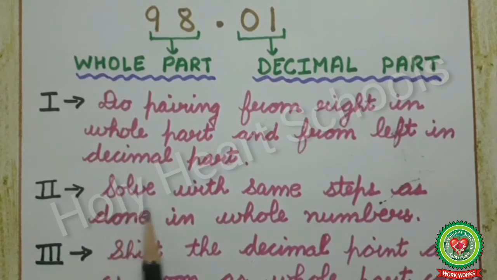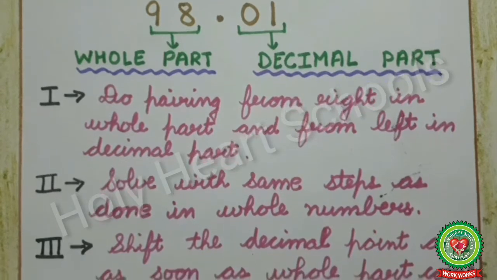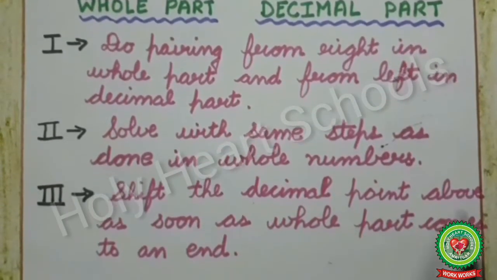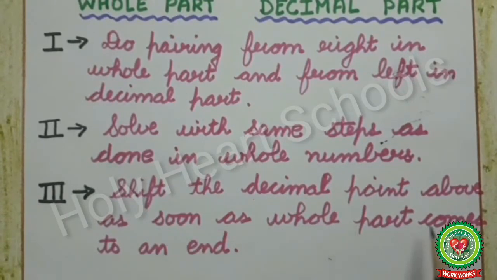Then second step is solve with same steps as done in whole numbers. After that, third step here is shift the decimal point above as soon as whole part comes to an end.